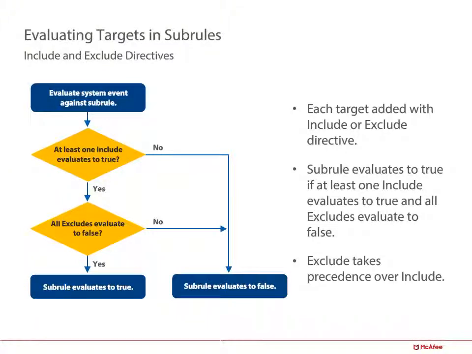In evaluating the targets in the subrules, each one of these targets is added with an include or an exclude directive. When you're evaluating your system event against a subrule, the subrule will evaluate to true if at least one include evaluates to true, and all the excludes evaluate to false. Always remember, exclude will take precedence over any include.